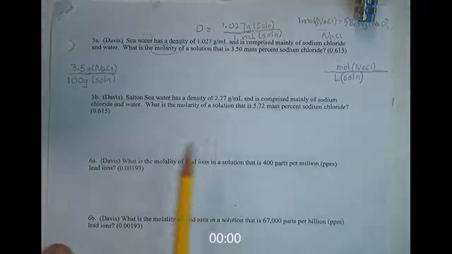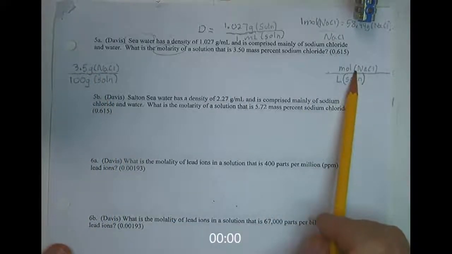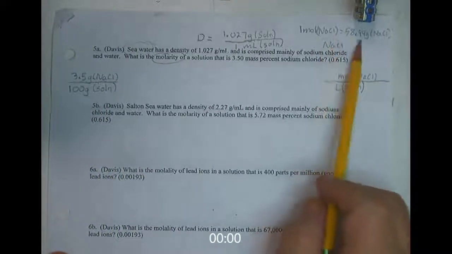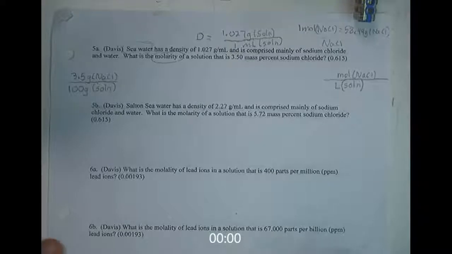So let's look at where we have to go. We have to get from grams of NaCl to moles of NaCl. Well, that's really easy. You know how to do that using your molar mass conversion. Then we have to get from grams of solution to liters of solution. That one's a little bit trickier, but let's first take care of the moles of NaCl.